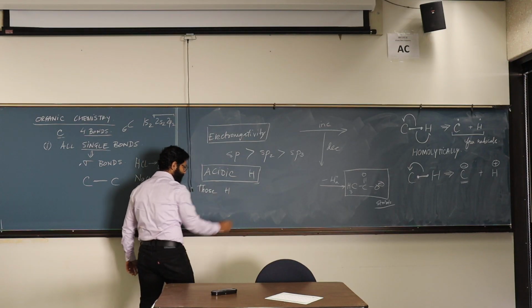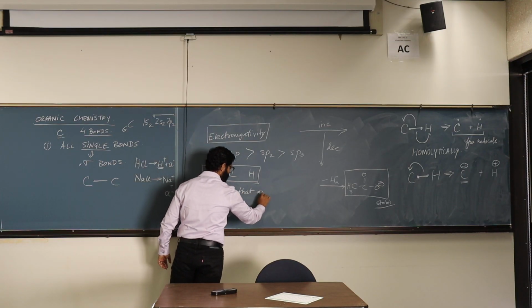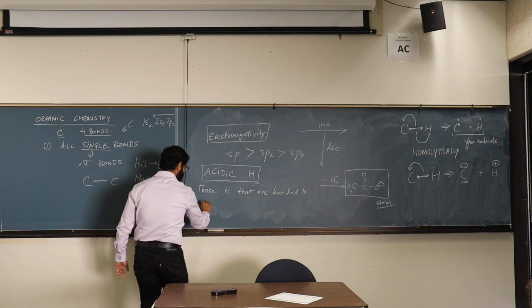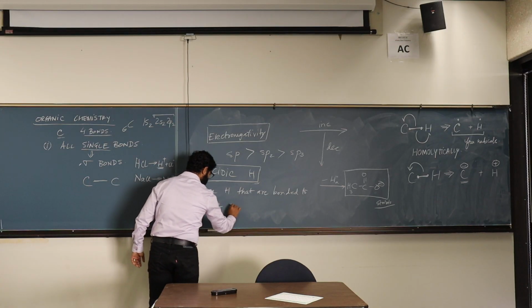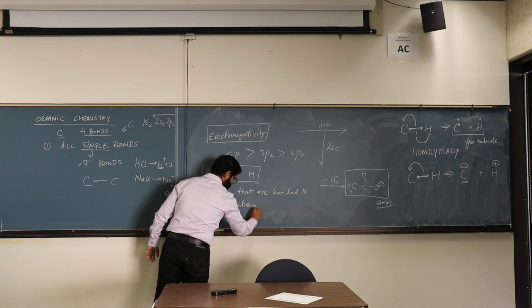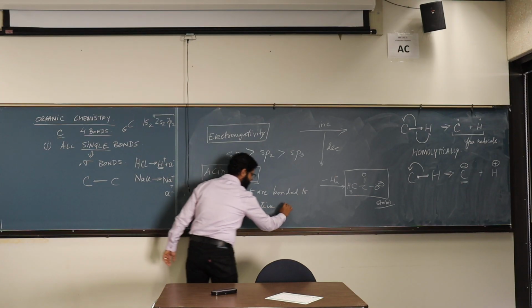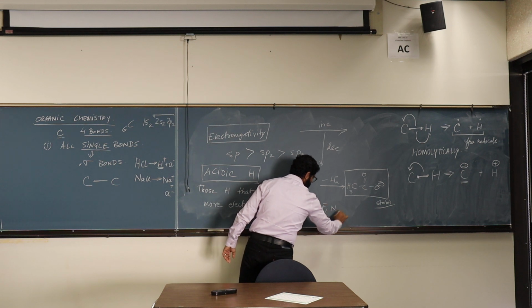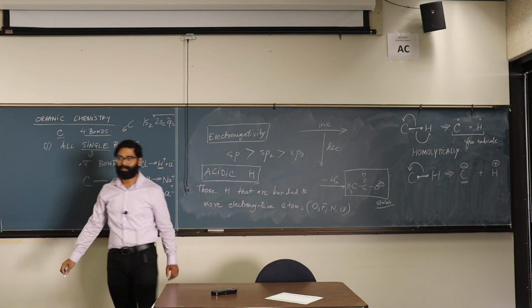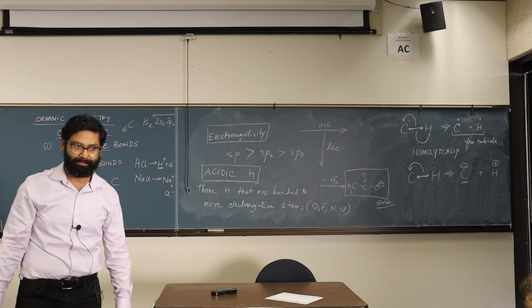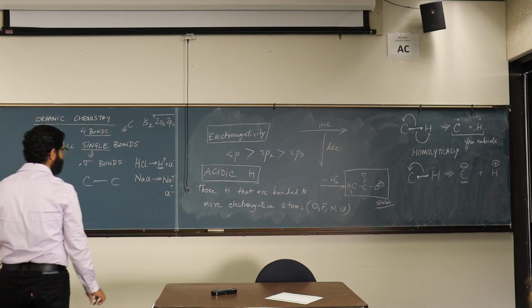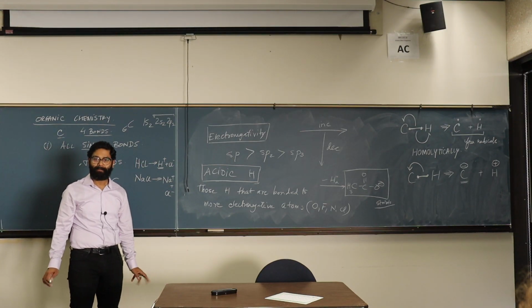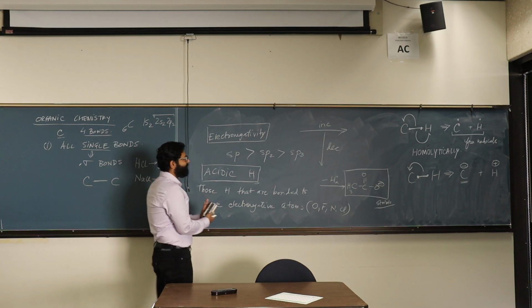Those hydrogens that are bonded to more electronegative atoms, like things like these. So those will become acidic H. Correct? Okay.